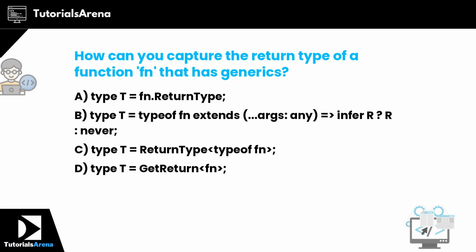How can you capture the return type of a function fn that has generics? The correct answer is option C, type T = ReturnType<typeof fn>.